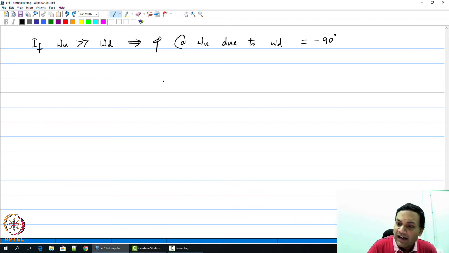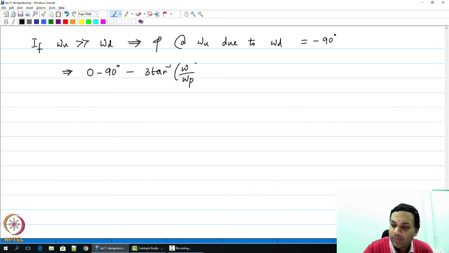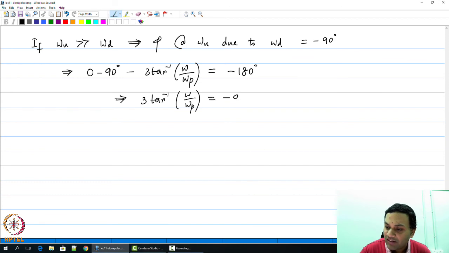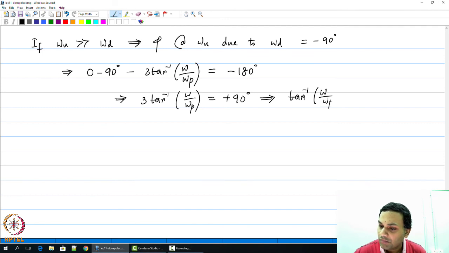So which means your equation now becomes 0 minus 90 degrees minus 3 tan inverse omega by omega p is equal to -180 degrees, or 3 tan inverse omega by omega p is equal to -90 degrees plus 90 degrees, or rather 90 degrees, or tan inverse omega by omega p should be equal to 30 degrees.